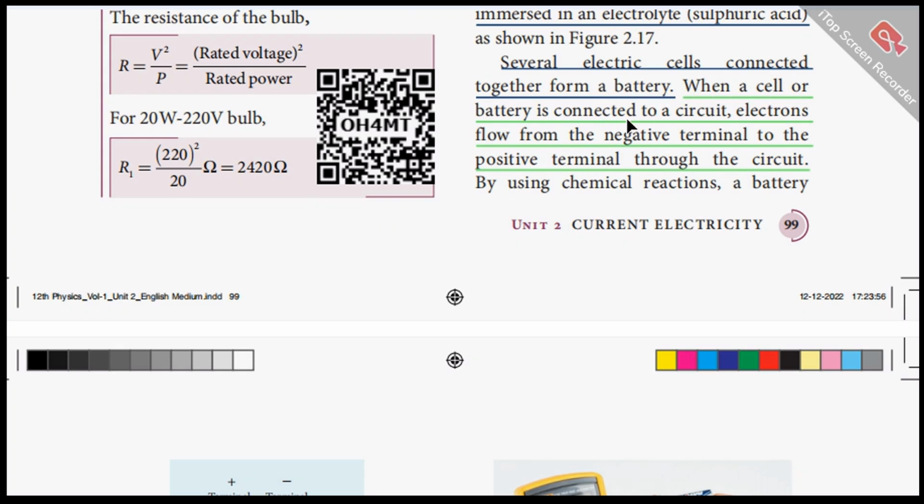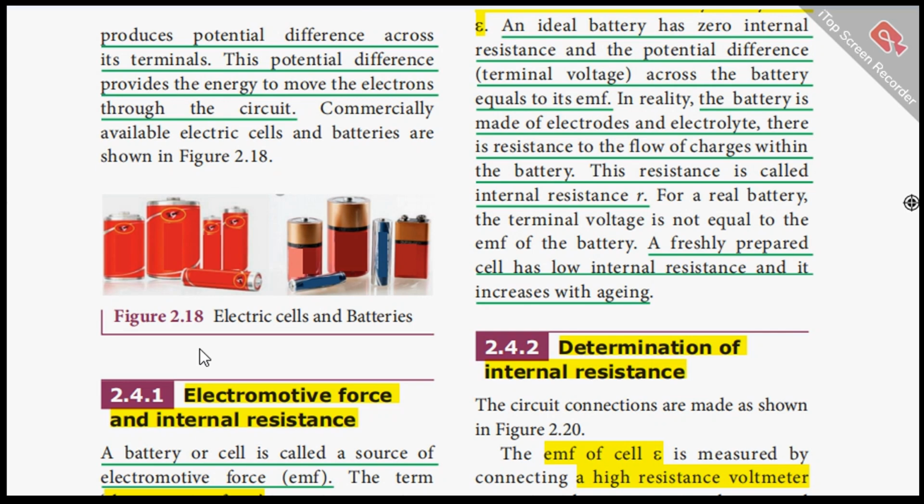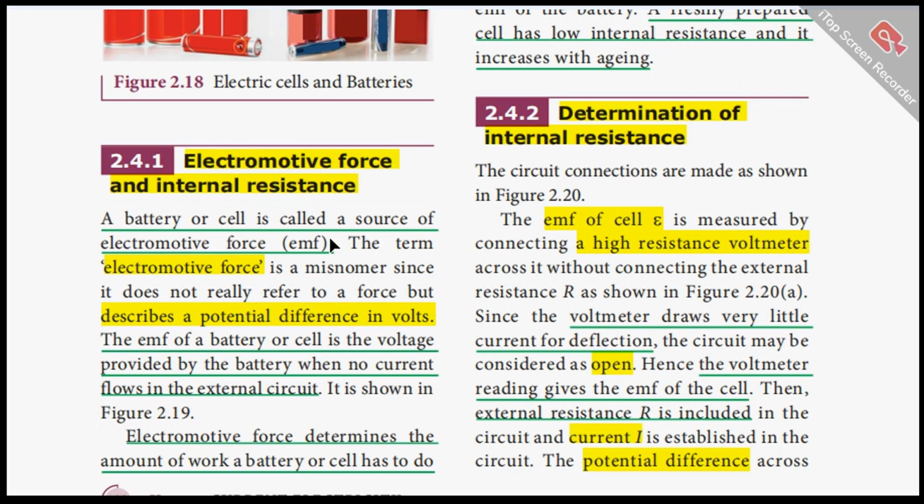When a cell or battery is connected to a circuit, electrons flow from the negative terminal to the positive terminal through the circuit. By using chemical reactions, a battery produces potential difference across its terminals. So this is an electric cell, and this potential difference provides the energy to move the electrons through the circuit. Commercially available electric cells and batteries are as shown in this diagram. Now let us see what is an electromotive force and internal resistance of a cell.